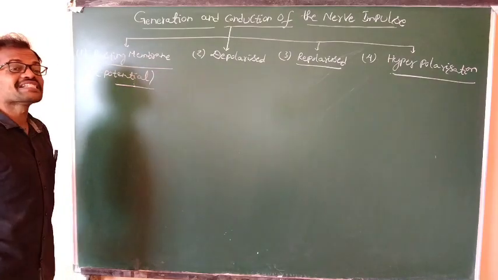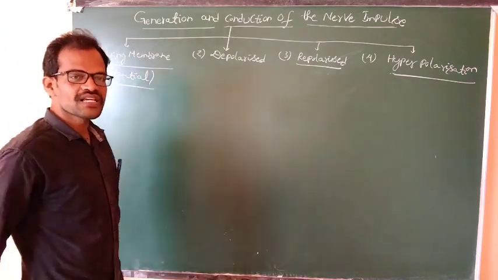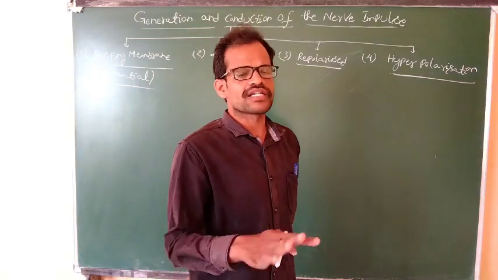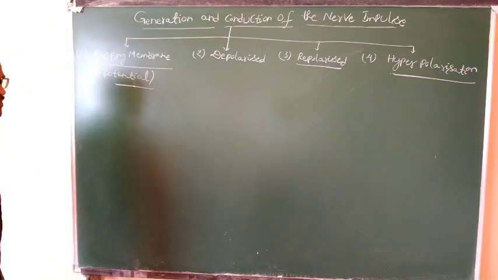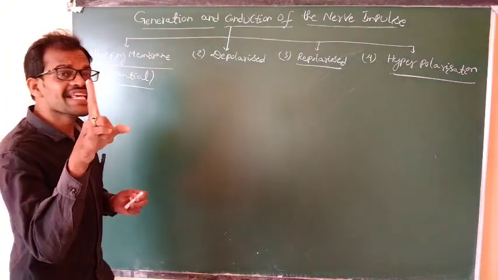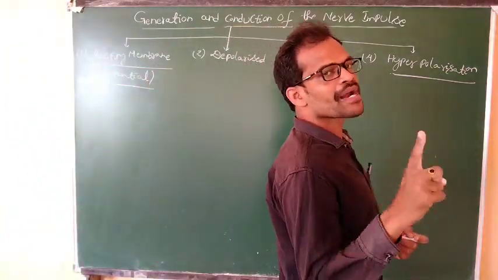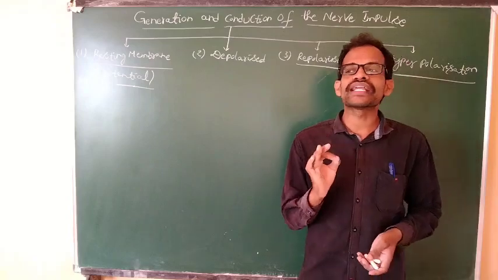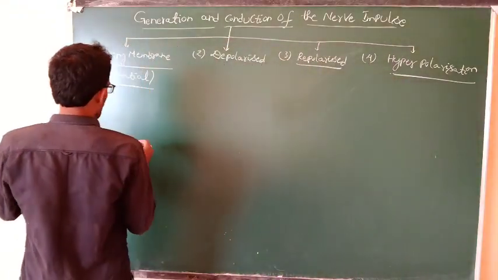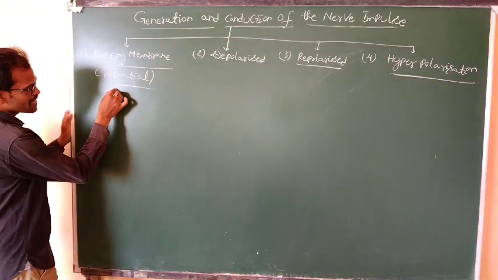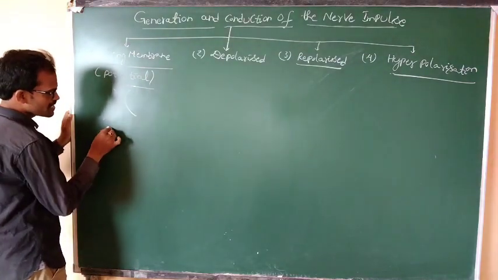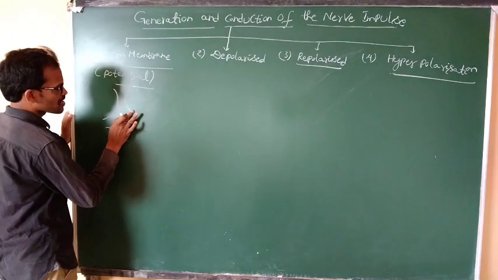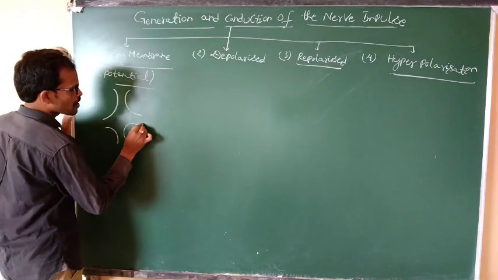First one, resting membrane. Resting membrane means the neurons are not conducting any impulse, not generating any impulse, not receiving any signals. The neuron membrane, the axolemma, is in resting condition.